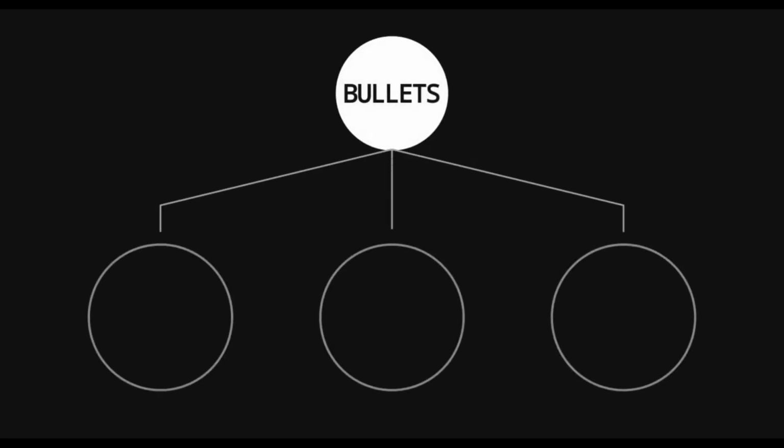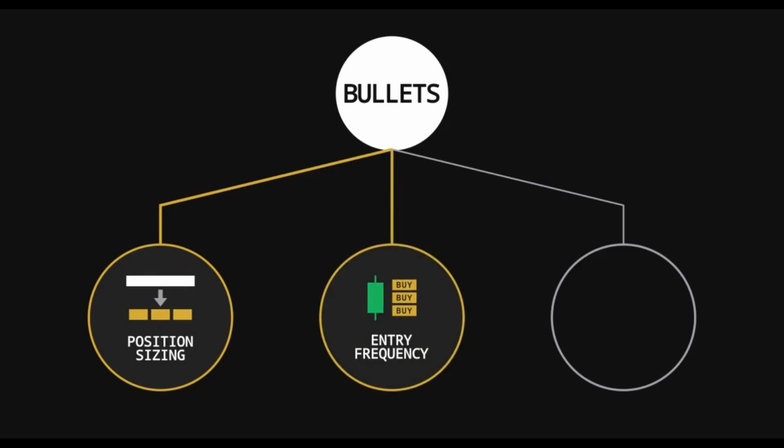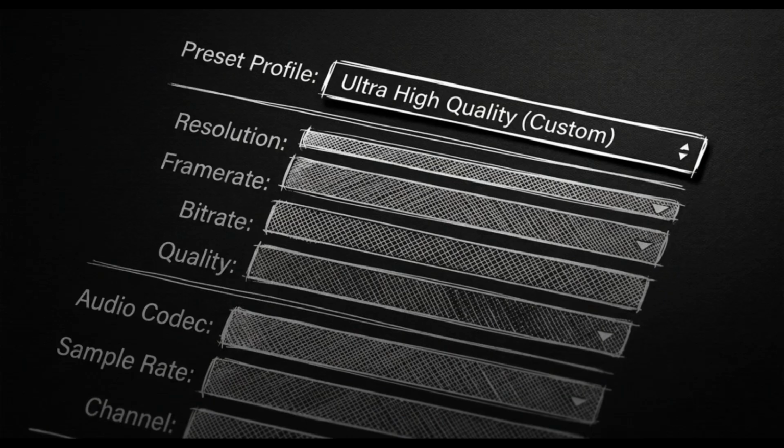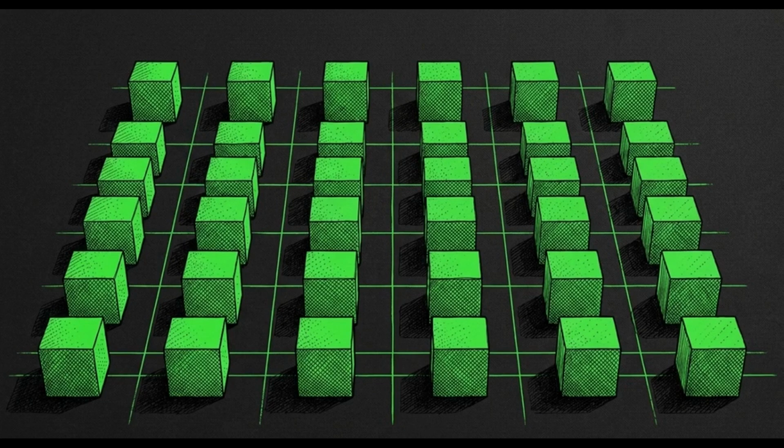This master input determines the position sizing per order, the precise frequency of entries, and the execution speed of the trading engine. By stripping away manual parameter selection, all variable management shifts directly to the algorithmic engine. This ensures strictly balanced capital deployment without user intervention.